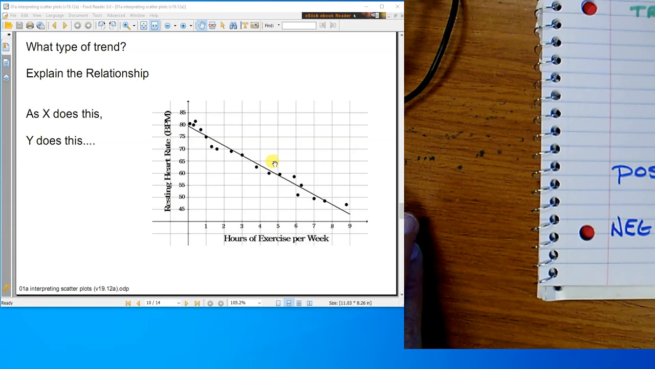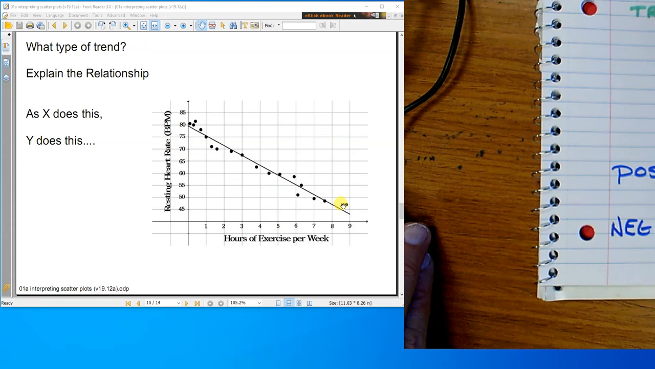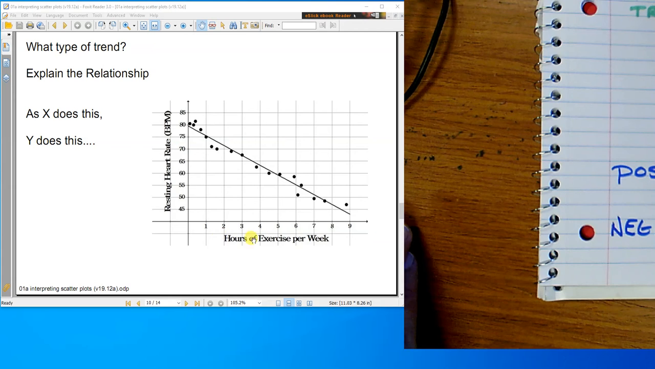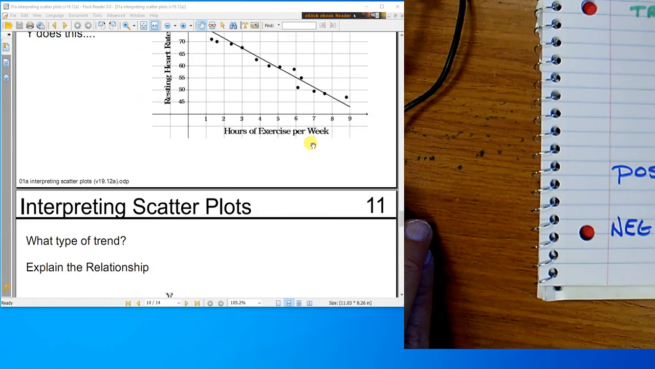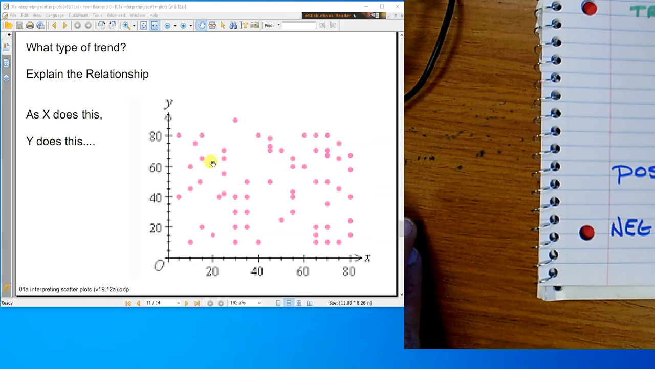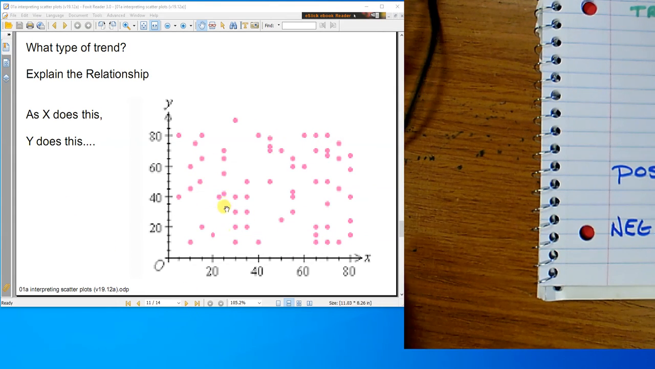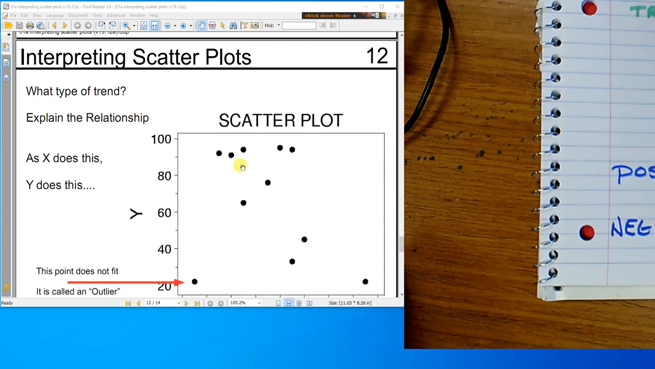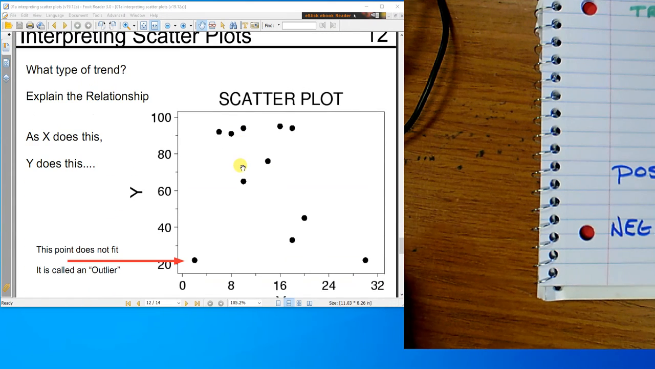Positive or negative? This is a negative. What's the relationship? As exercise goes up, resting heart rate goes down. Positive, negative, or no relationship? No trend here. I don't know what's going on there. No trend. All right, our final thing is the idea of the outlier. The outlier is a point that doesn't match with all the other points.